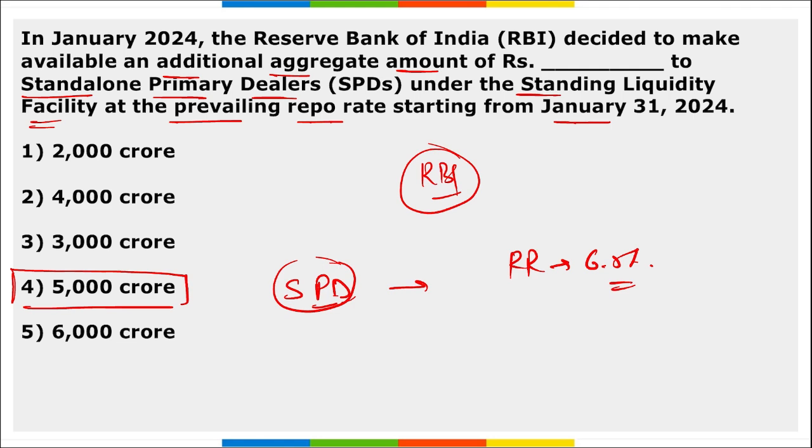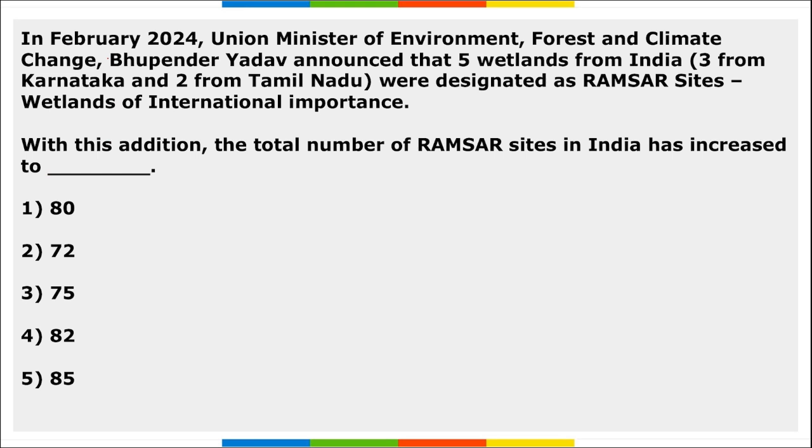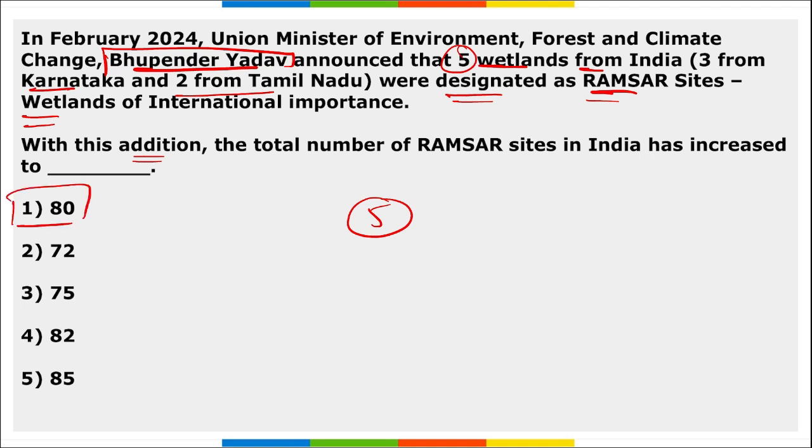Moving on. Our Union Minister of Environment, Forest and Climate Change, Bhupendra Yadav, announced that 5 wetlands from India, 3 from Karnataka and 2 from Tamil Nadu, were designated as Ramsar sites, wetlands of international importance. Correct? Question asked to you here is that with this addition, the total number of Ramsar sites in India is dash. So with the addition of these 5 new Ramsar sites, the total number of Ramsar sites in India is 80 now. Correct? Mark this.